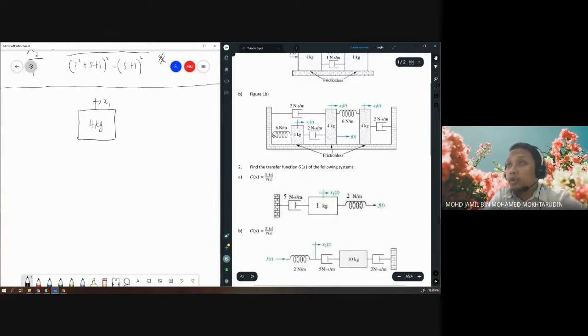So we have 2 forces that are trying to resist the motion X1. We have 6X1 and we have 2X1 dot. And we have the mass, so we need to consider the inertia. So we have 4X1 double dot.